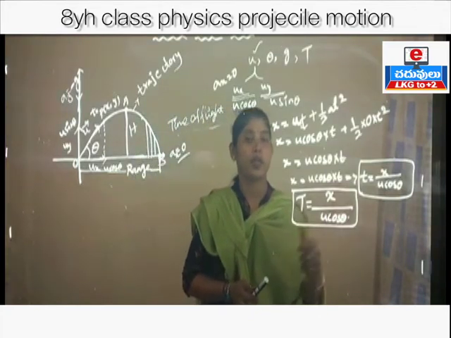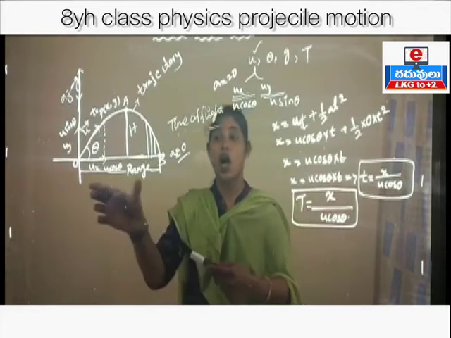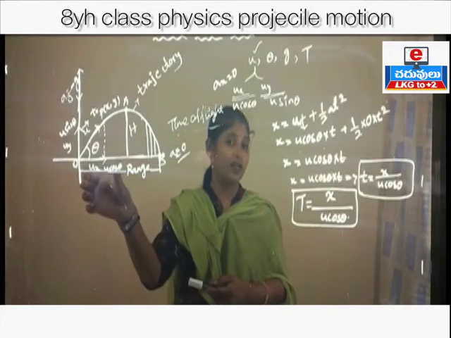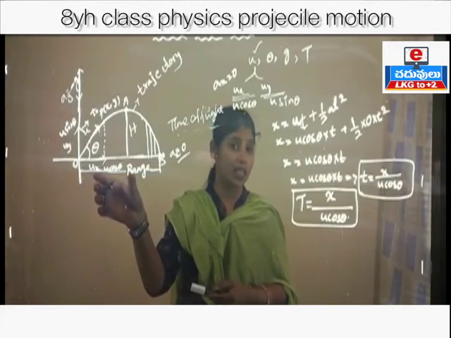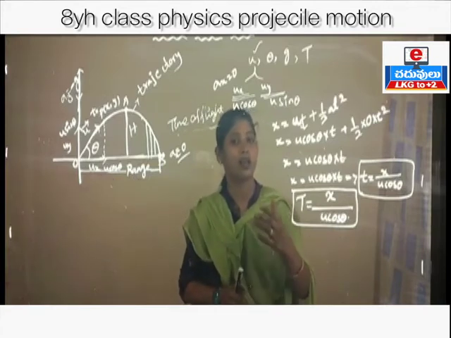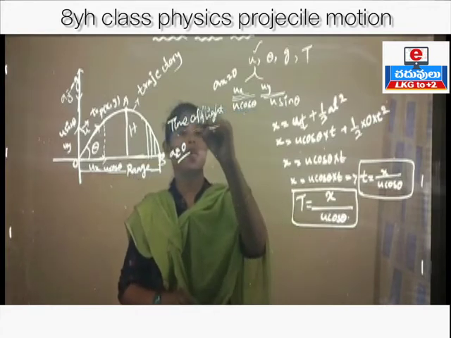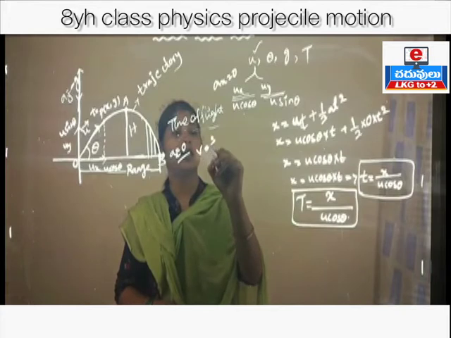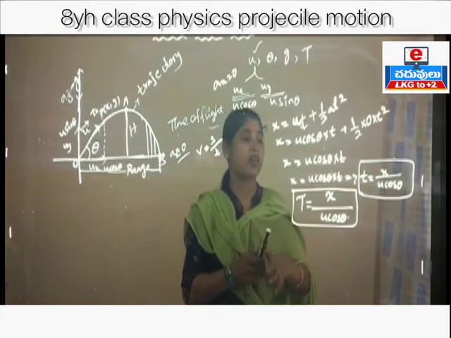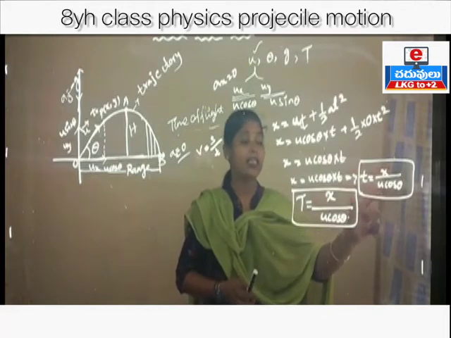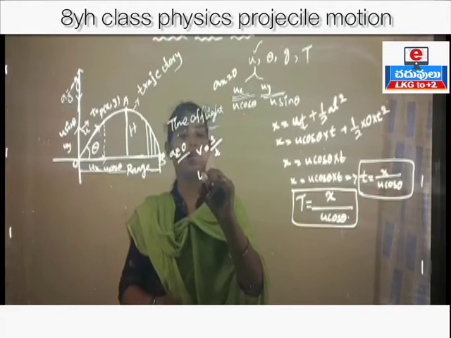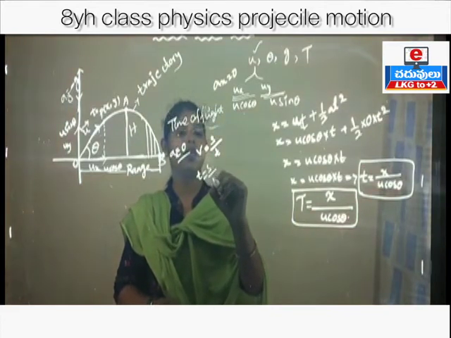So x by u cos theta. X represents the horizontal distance traveled. With the help of the velocity component, that is u cos theta, we know that velocity is always the change of displacement with respect to time. Here the displacement is represented by x, and the velocity is represented by u cos theta. So from this we can write t is equal to s by v.